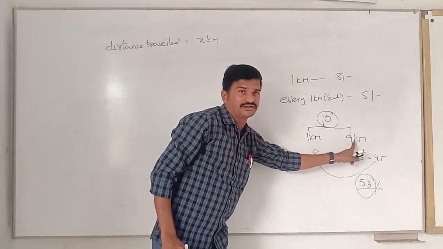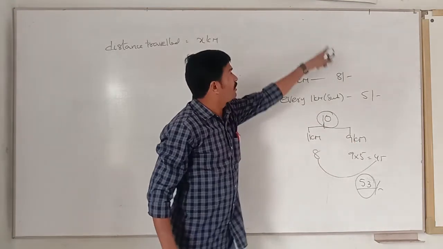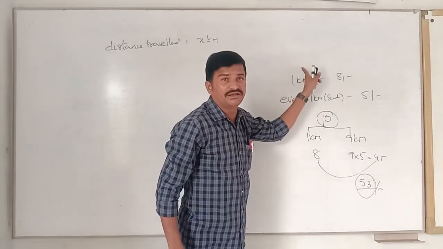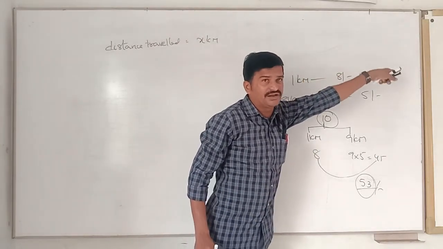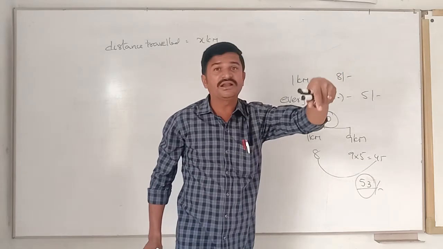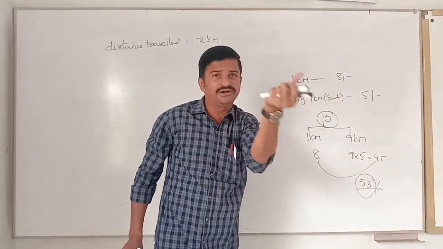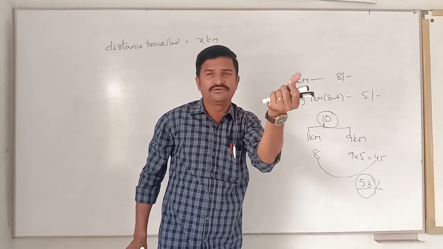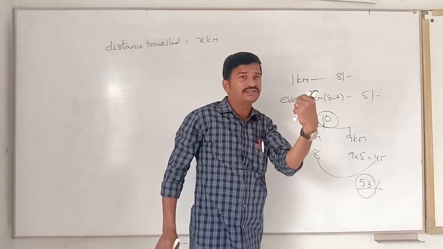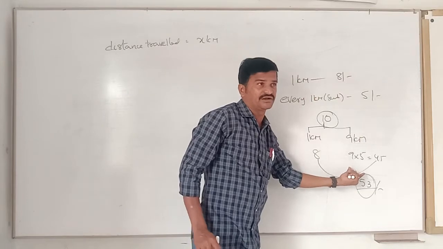10 minus 1, that is 9, isn't it? Total 5 means remaining kilometers how many? 5 minus 1, that is the remaining kilometers. What is the need of finding remaining kilometers? To get the charge. That means 9 minus 1 into 5 and 10 minus 1 into 5, isn't it? To know that, we need to find remaining kilometers or not?